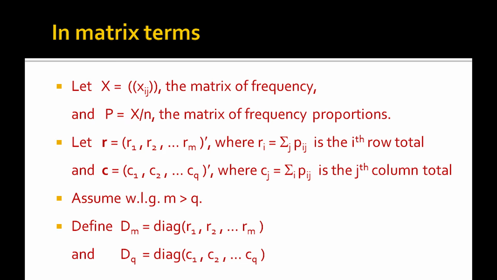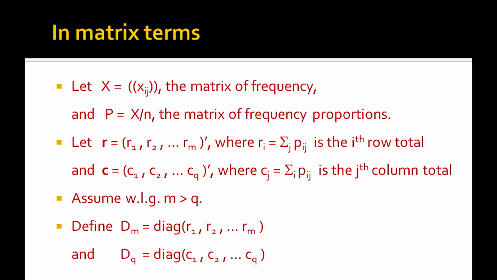Now, without loss of generality, we'll be assuming that m is greater than q. Why do we say without loss of generality? Because it doesn't matter which you call your first variable and which you call your second variable. So we can always call x as y and y as x. We can interchange them, and we'll assume that the number of rows is greater than the number of columns. Of course, you can always interchange this.